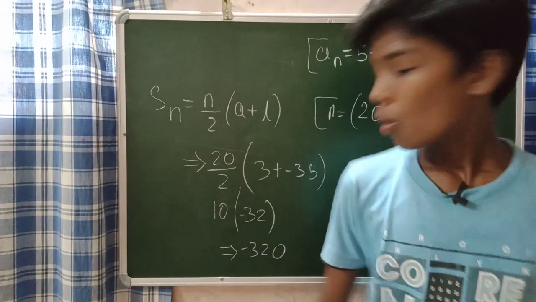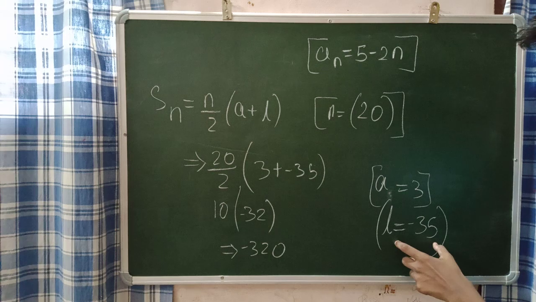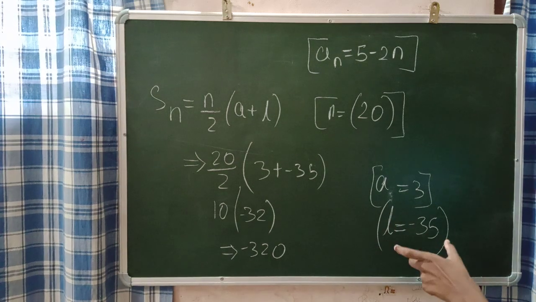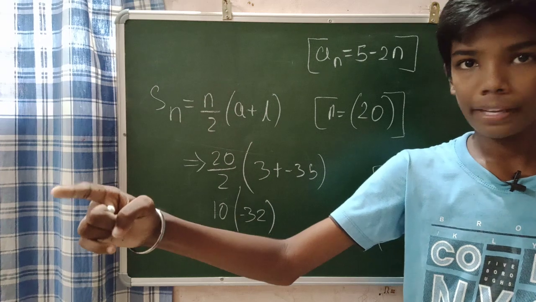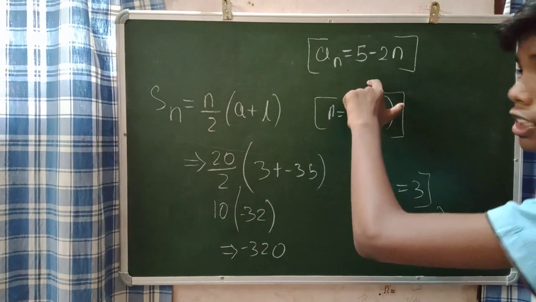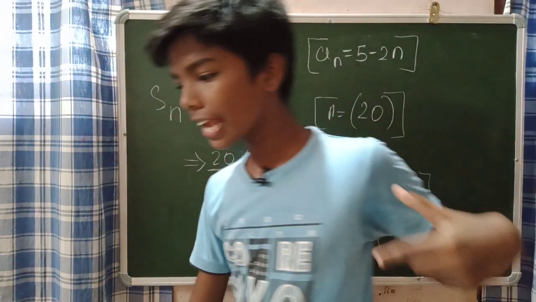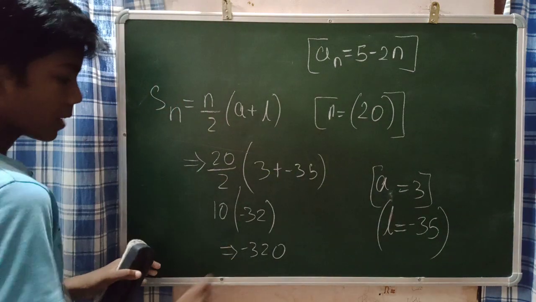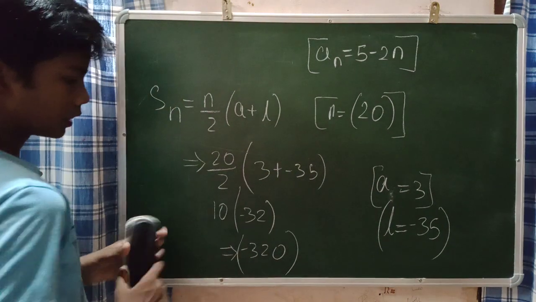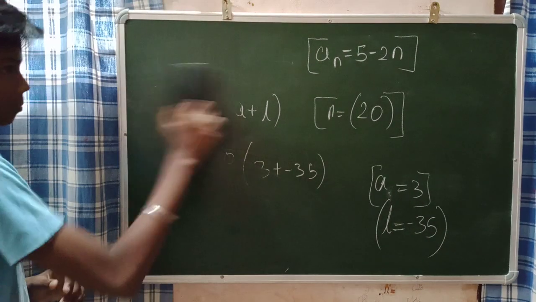So why I took your last term as 35 is because we are asking for the sum of the first 20 terms of an AP. So of course you need to put your n as 20. It's a kind of obvious thing. I can't explain these things. So the sum of the first 20 terms of an AP is minus 320. That's the answer for this question. So let us move on to the next question.